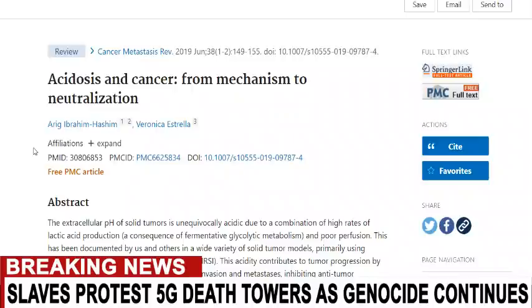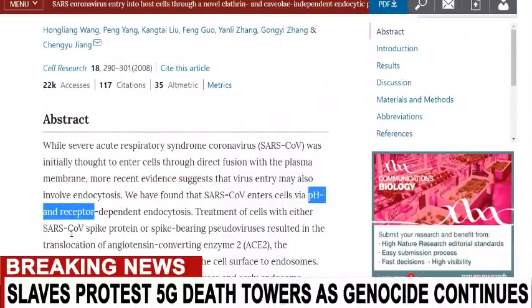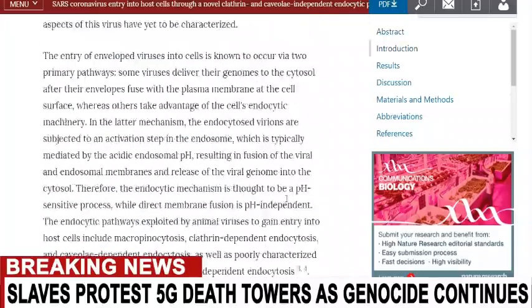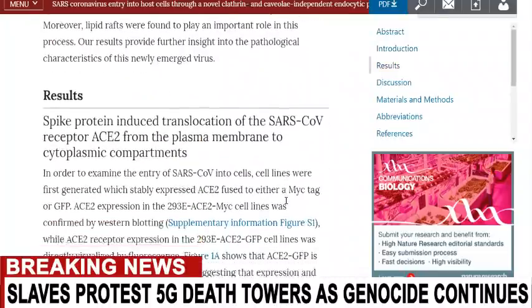So we're examining right now the effects of baking soda on SARS-CoV. Now, why would we even ask the question? It's like looking for a needle in a haystack. Why this one? SARS coronavirus entry into host cells through a novel endocytic pathway that references pH or acidity as a cofactor for infection.